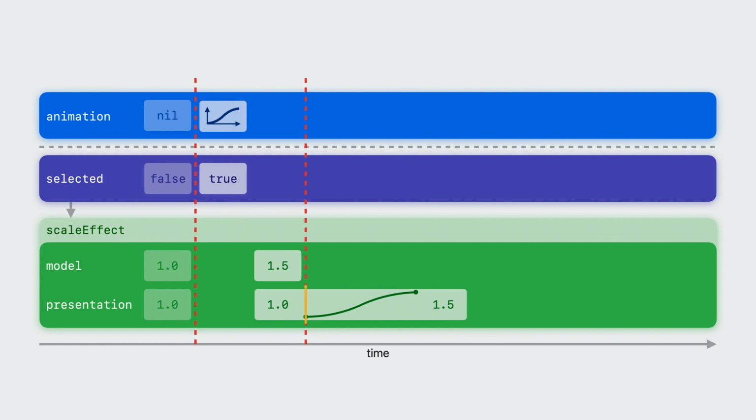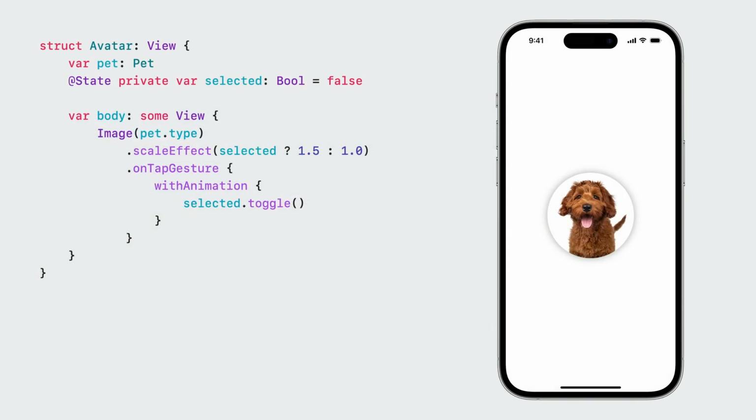SwiftUI knows when the attribute graph contains running animations and will call into the appropriate animatable attributes to produce the next frame. For built-in animatable attributes like scale effect, SwiftUI is very efficient. It's able to do this work off the main thread and without calling into any of your view code. Here's the animation in action.